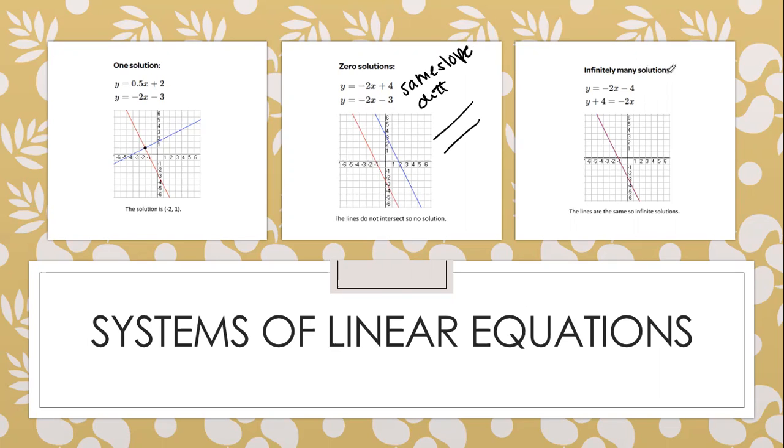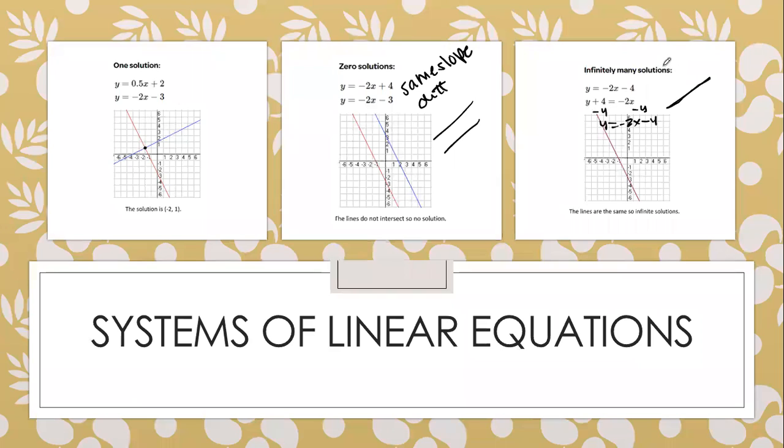And then I have infinite solutions. Why would they be infinite solutions? They're the same equation, on top of the same line. So negative 2x minus 4 is the same thing as y plus 4 equals negative 2x, because if I subtract 4 from both sides, that would give me the same exact equation. They're just written in a different form.